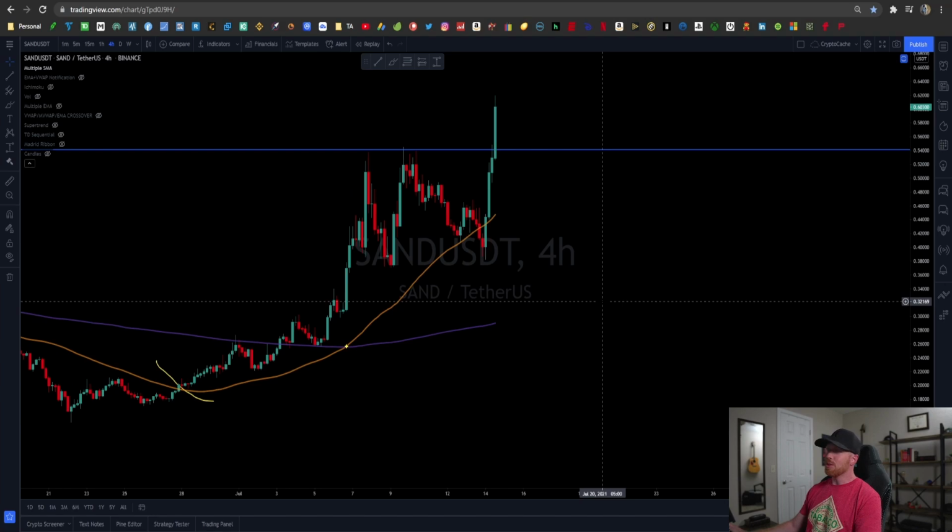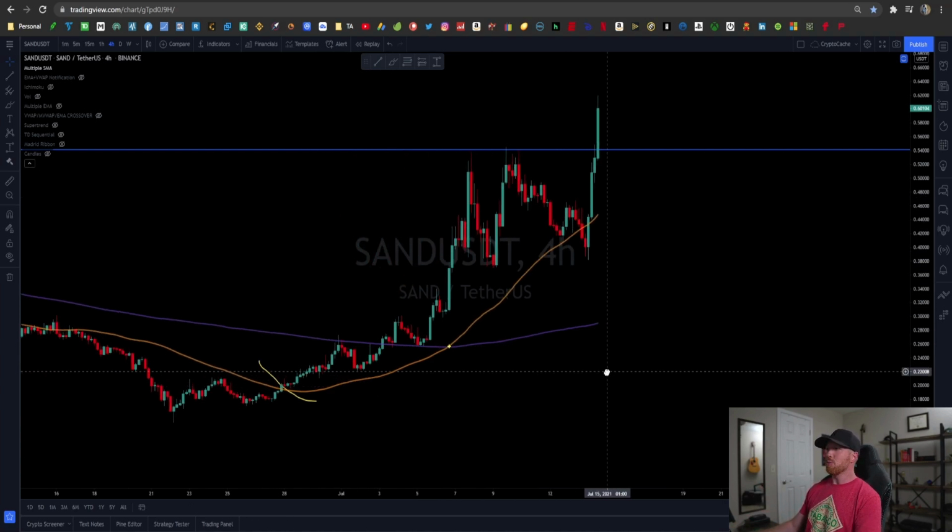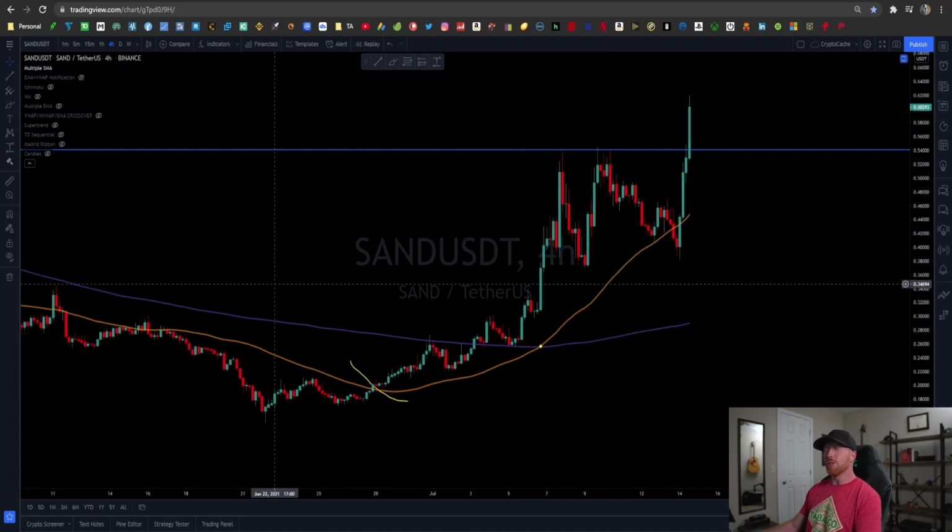Now, every situation is different, but Sandbox obviously has some fundamentals here. A lot of other coins right now are doing very well when Bitcoin is kind of almost going sideways still. So keep that in mind. This likely has some really good fundamentals. You want to probably do your own research on that.